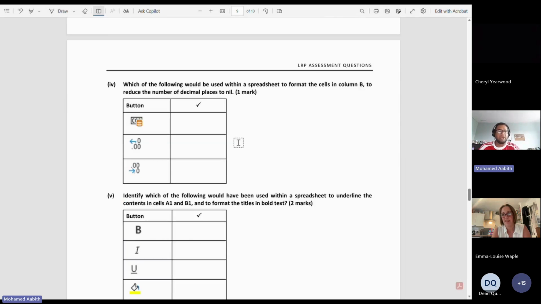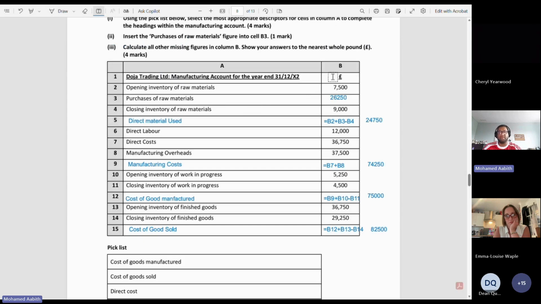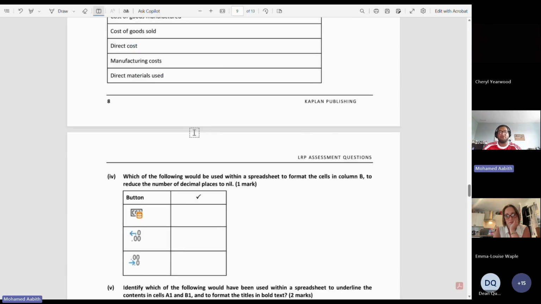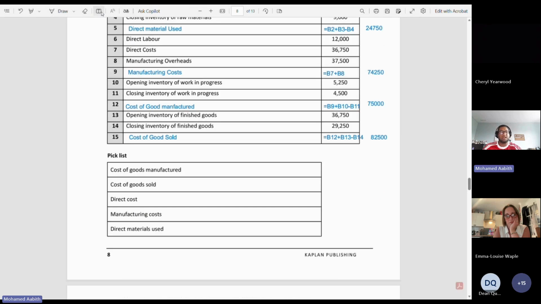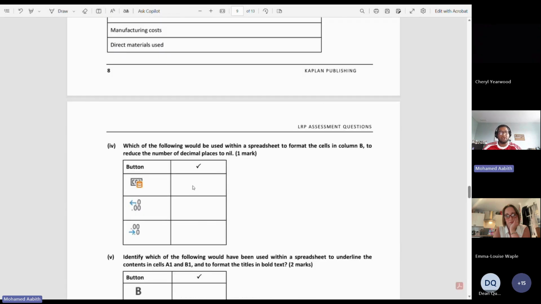And then they're asking here, which one of the following signs would be used within the spreadsheet to format the cells in column B to reduce the number of decimal places to nil? So here, if I have decimal numbers and I want to reduce them, I need to make sure I use the reduction on decimals. Can you see here? This one increases from 1 decimal to 2 decimals, and this one decreases from 2 decimals to 1 decimal. So this will be your answer. This is the right one.